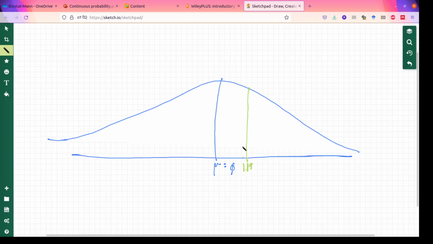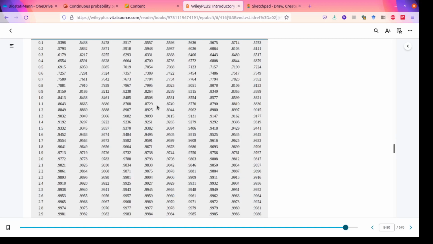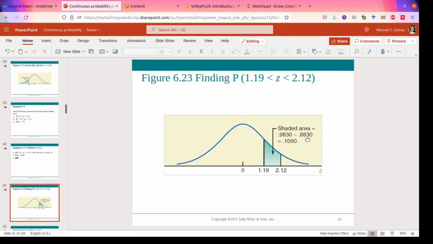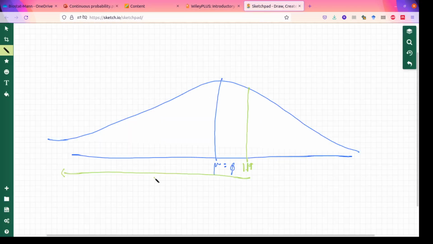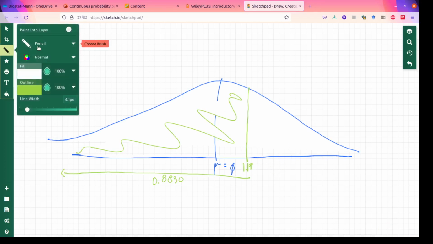So all of the areas to the left of 1.19, from our table for 1.19, the value is 0.8830. Am I correct? Yeah, 0.8830. So that's the area of all the shaded regions here. So that's 0.8830. Now we look at the other value, 2.12.